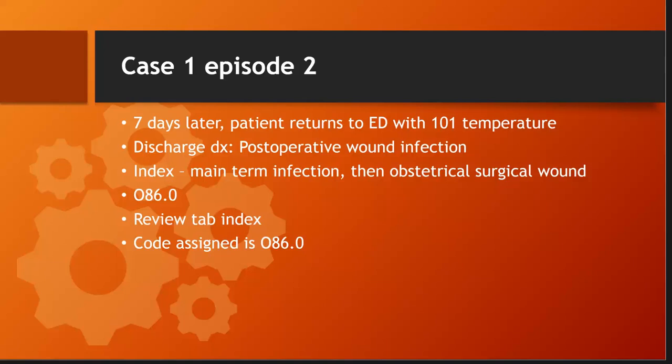We're going to index the main term of infection, then obstetrical surgical wound, and we get the code of O86.0. We review the tabular index. It's just part of our coding process to make sure we don't need any additional character values or digits, and we don't have any inclusion or exclusion notes or no code also notes. And we find we don't, so we assign the code of O86.0 for episode 2, case 1 in Appendix C.